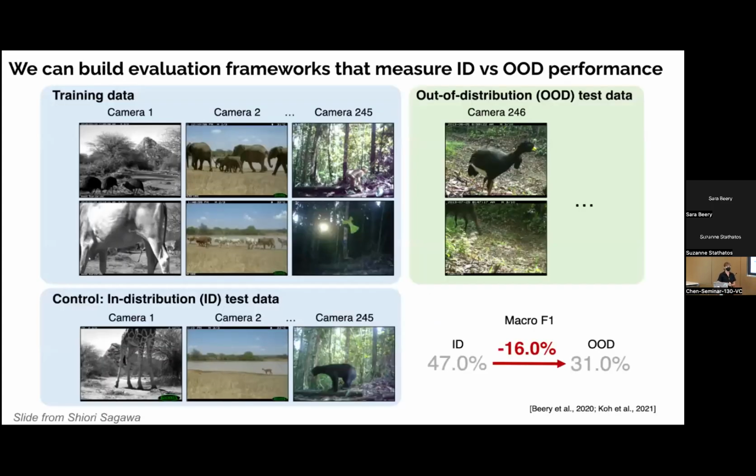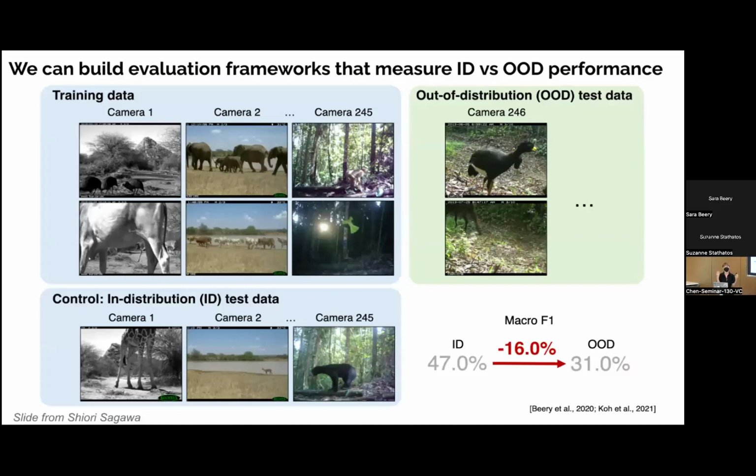And one of the things that we looked at here was evaluation frameworks that can help you understand how badly you might do out of domain, and ways to think about building a benchmark that explicitly measures it. So here with camera traps, these are examples of data from those same cameras, but data that isn't seen during training, versus out of domain: examples from cameras that were never seen during training, entirely new locations.